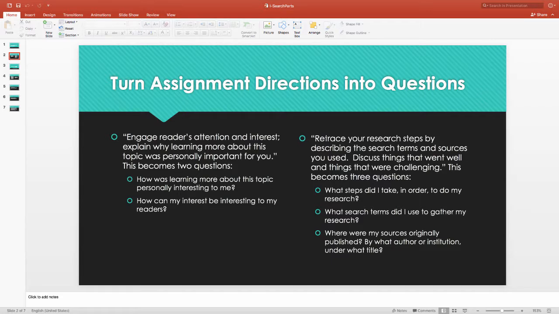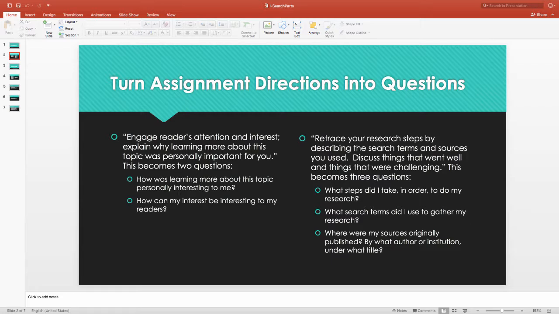You have another instruction: retrace your research steps by describing the search terms and sources you used. Discuss the things that went well and things that were challenging. This can be turned into three questions. What steps did I take in order to do my research? So you were directed to use Google. That means you went into Google. You perhaps typed in job ads, plumber, firefighter, teacher, social worker, many sorts of things. So that perhaps led you to job ads, one hopes.